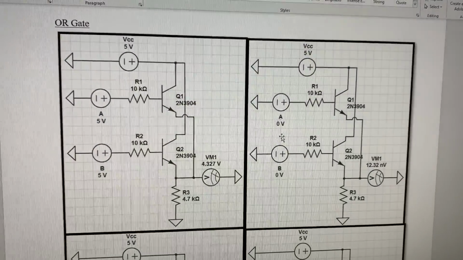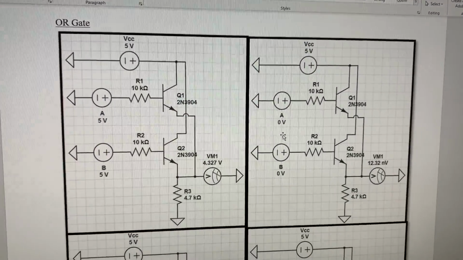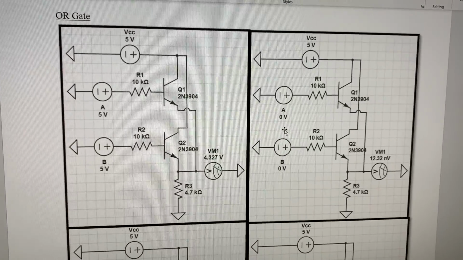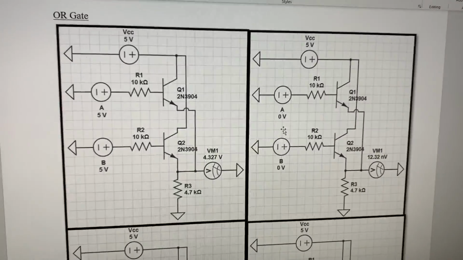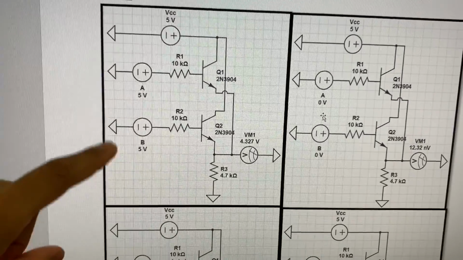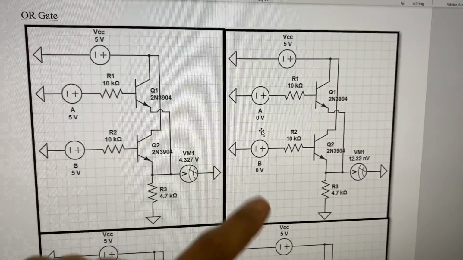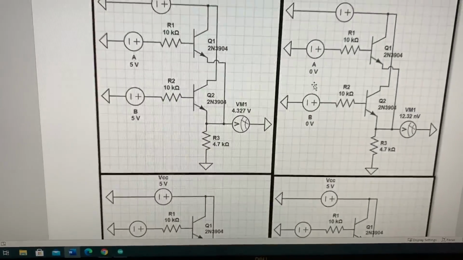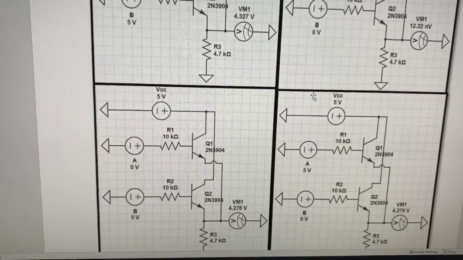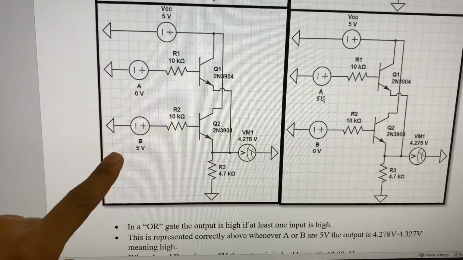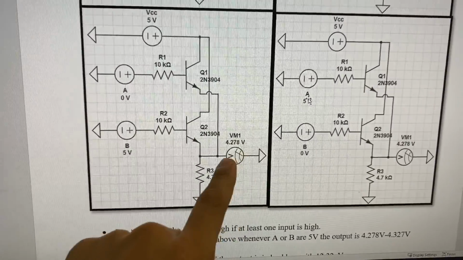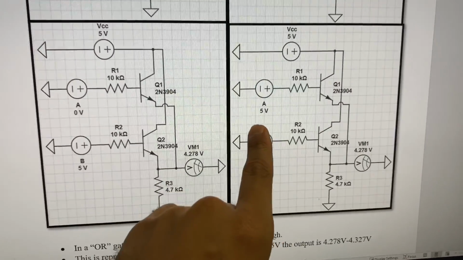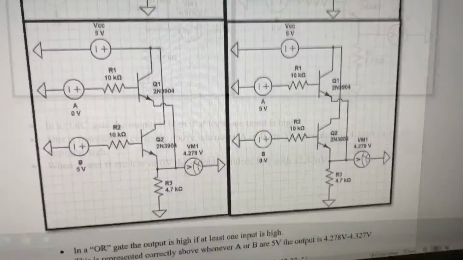Moving on, this is the OR gate, and an OR gate is high if either input is high. So you see that one of these is high, so the output's high. None of these are high, so the output is low. And if I scroll down, you can see that one input is high, so the output is high. And then one input is high, so the output is high.